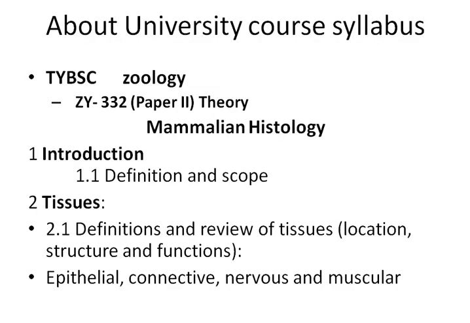First, before starting this course, we must get acquainted with the latest university course syllabus of Mammalian Histology. Here, the first chapter is Introduction, Definition and Scope of Mammalian Histology. The second chapter deals with the definitions and review of tissue with respect to location, structure and function. Different tissues like epithelial, connective, nerves and muscular.